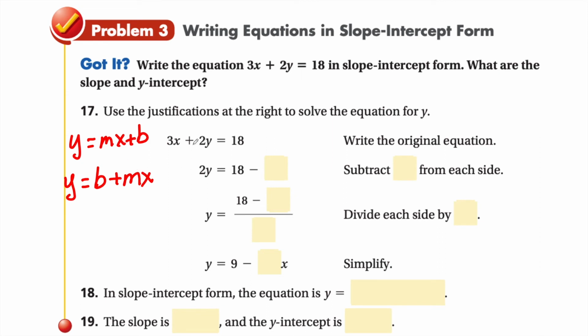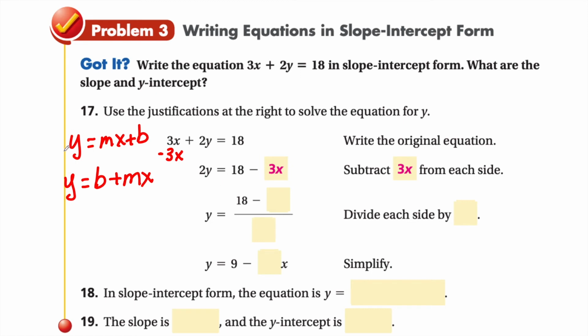But taking a look at this, we need to move everything away from the y. Just a little heads up, this is standard form. We will be talking about this in the future. But the first step I'm going to do is I'm going to subtract the 3x from both sides. So when you subtract the 3x from both sides, you'll end up getting 2y equals 18 minus 3x.